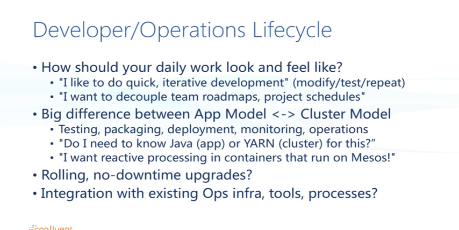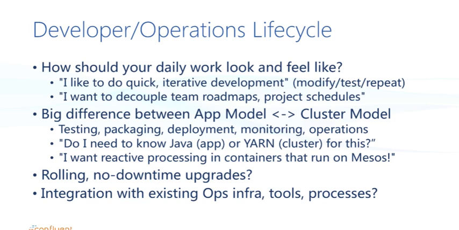If I want to decouple teams and project schedules, is that working well? Is it a bit more difficult with a shared horizontal cluster, or would I rather prefer to have this application model where each team can build their own application, basically not thinking about any other teams and what they're doing? And here, again, there's this big difference between the technologies that fall under the category of the application model and those that fall under the cluster model. The difference is that the way you test your applications, the way you package them, deploy them, monitor them, and operate them is greatly different between these two models.